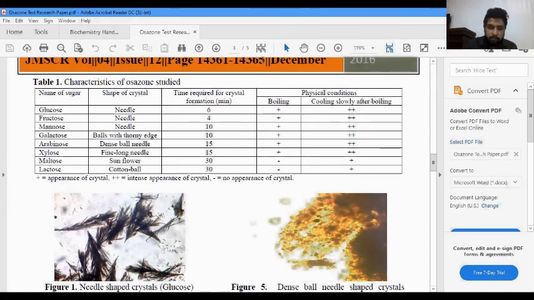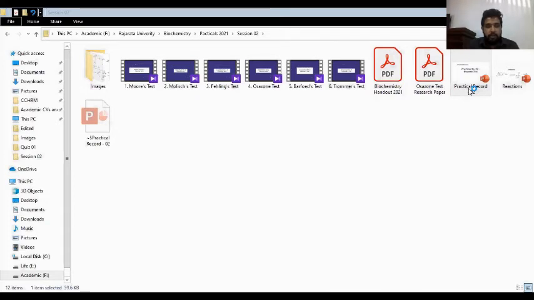So this is your practical report number 2. You have to do that for the osazone test. Do you have any questions? Which practical? The pH level of this practical? In the osazone test, you have to maintain the pH.